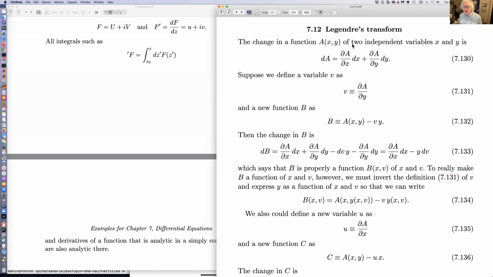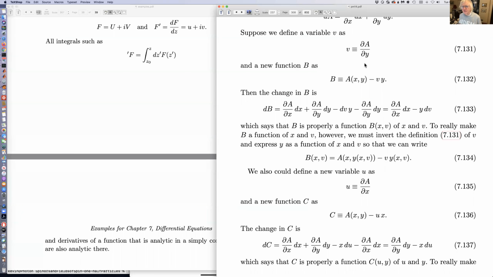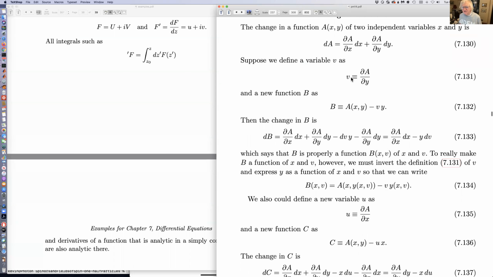And anyway, let's suppose A is a function of two independent variables, X and Y. The change in A is dA, the X derivative of A times dx plus the Y derivative of A times dy. But now we can define a new variable V as the partial of A with respect to Y, and a new function B as A minus Vy.